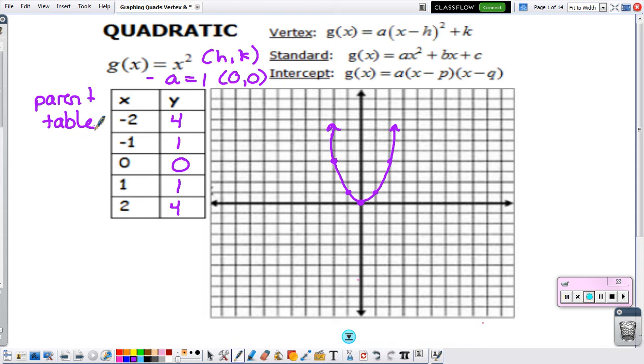If you look, we will focus primarily on these 3 points because 0, 0 is your vertex, 1, 1 is symmetrical with the point -1, 1. So we can use symmetry here. So if you can plot 0, 0, 1, 1, and 2, 4, you can have your corresponding points for -1 and -2.